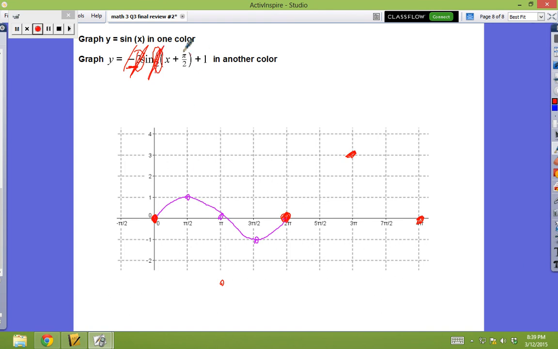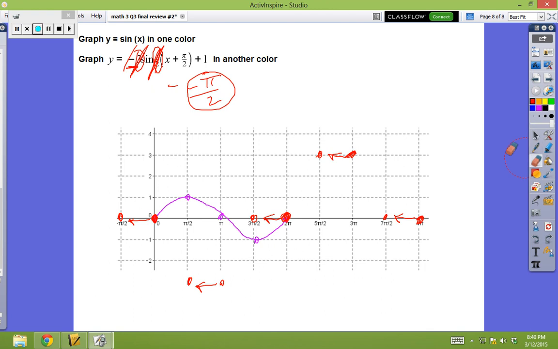Okay, now my phase shift. I'm adding in the parentheses, so it's going to slide all these dots left to right, and it is minus a -pi/2. So it is going to slide every dot left 90 degrees, or pi/2. So that's just 1 unit on this graph. So this dot needs to go left to here. This dot needs to go back where it was. This dot needs to go left to here. This dot needs to go left to here. This dot goes left to here. So let me erase all those other dots.